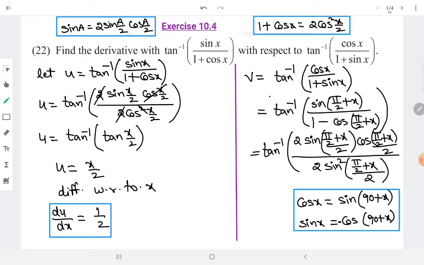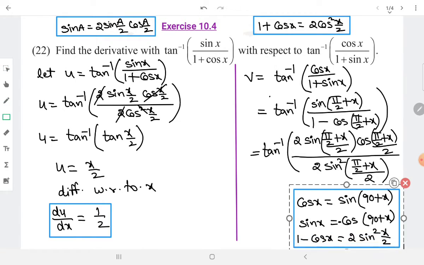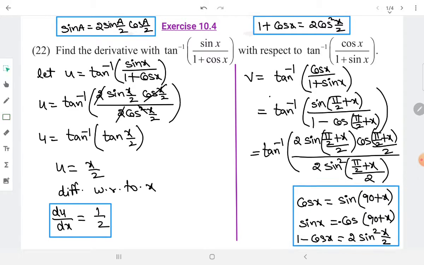I'll write that formula also, the formula which I have used for 1 minus cos x. So 1 minus cos x is nothing but 2 sine square x by 2. This is the other formula that we have seen. All these are the formulae that we have used throughout for the V term. All these three formulae.